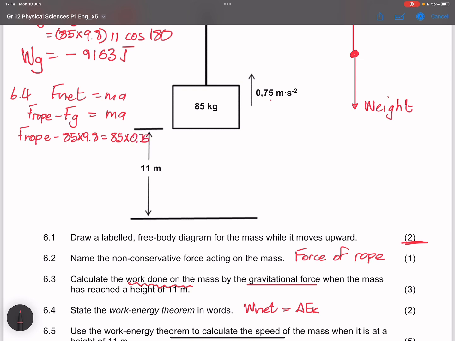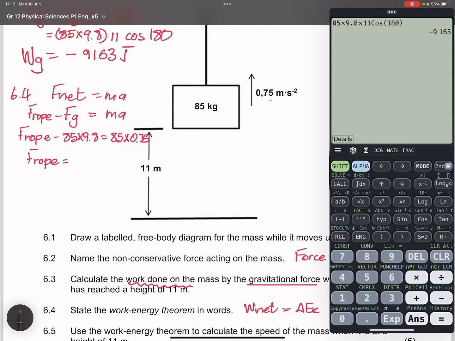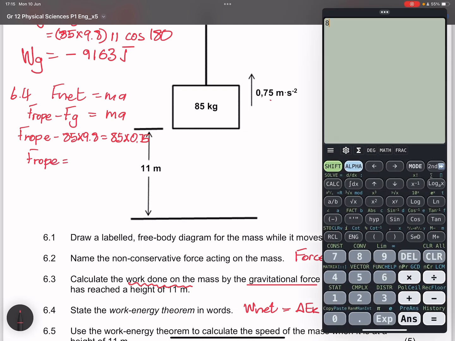Okay, so let's find out what the force on that rope is. So I'm going to say 85 times 9.8. If I take it to the other side, it becomes positive, plus 85 times 0.75. So that's going to be 896.75 newtons. That's the force that the rope exerts on this body.